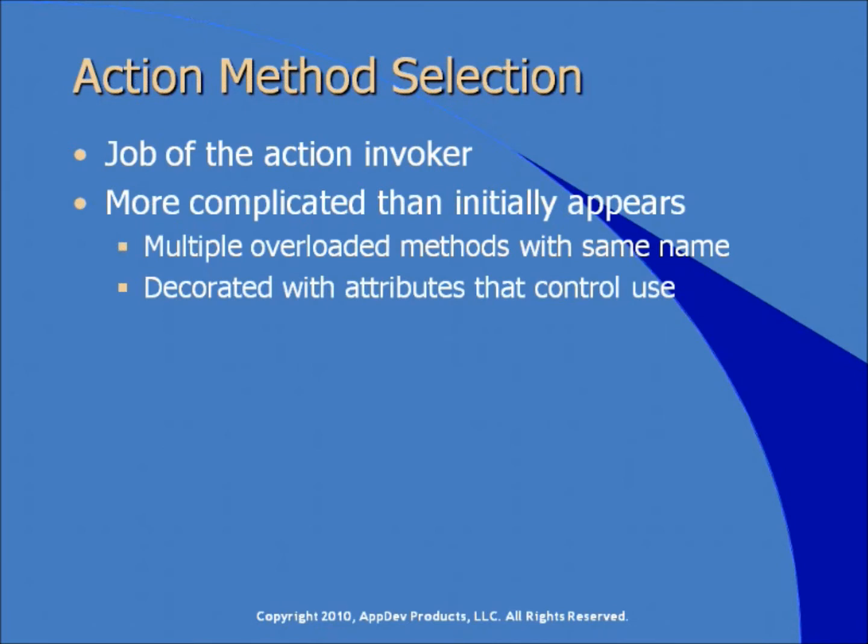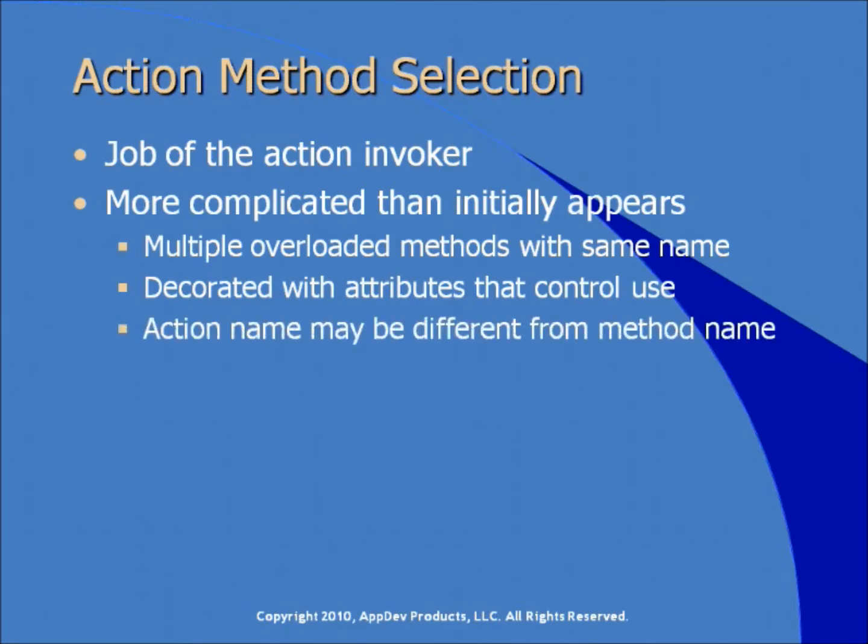In which case, their selection, or the selection of an action method that is decorated with a particular attribute, may mean that that particular version of the action method is appropriate in some scenarios, but not others. And furthermore, an action name may be different from the method name. And there's lots of other kinds of complications. So designing an effective controller requires that you understand how the selection process works.